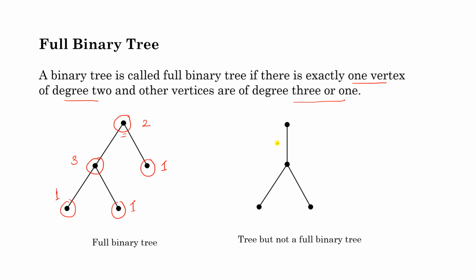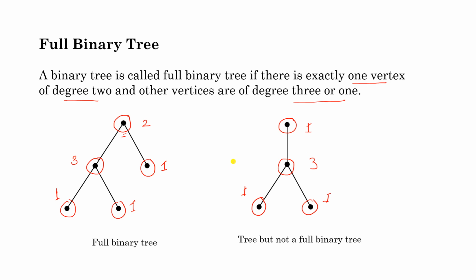Now if you see this example here, the degree of this vertex is 1 only, and degree of this vertex is 3. For this one degree is 1, this one degree is 1. So look at this. In this tree no vertex of degree 2 is there. That's why this is not a full binary tree. However, it is a tree.